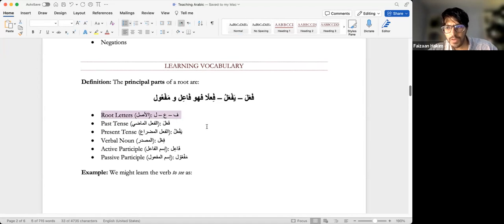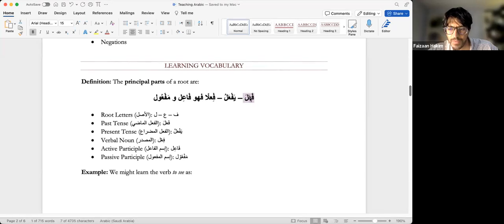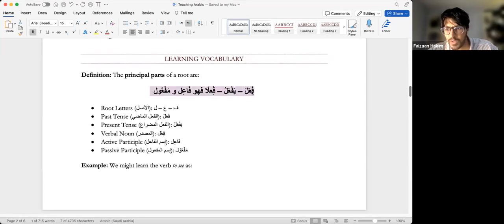Thankfully, however, the root letters actually appear in the past tense verb, fa'ala. So we usually won't give the root explicitly, but it will just be there in the past tense. So we say fa'ala. And now from fa'ala, remember, we can conjugate all the other past tense verbs: fa'ala, fa'alat, فعلوا فعلنا فعلت فعلتم and so on and so forth.